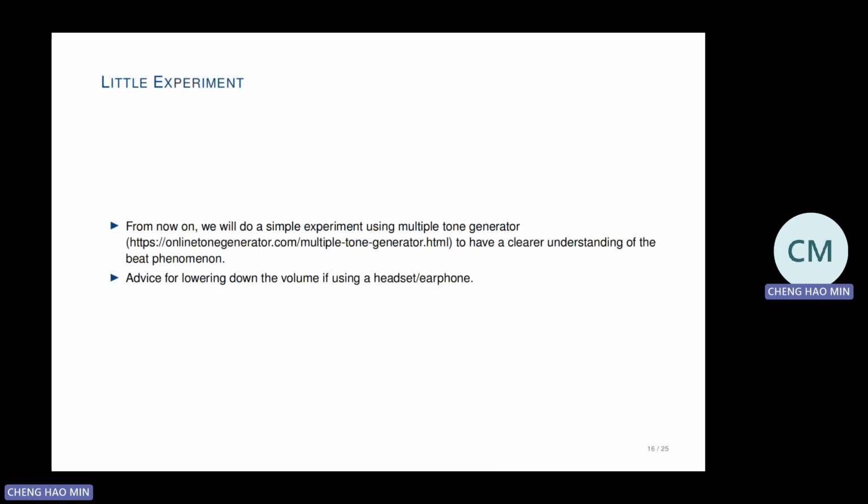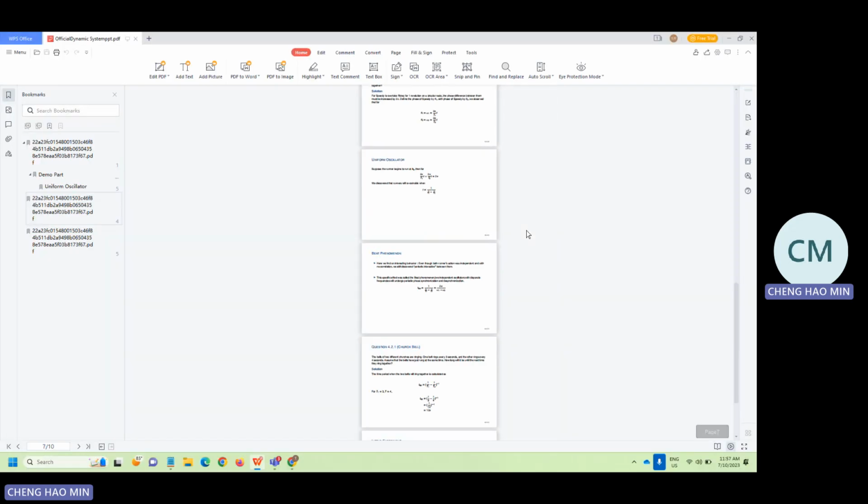After discussing for a long time during the whole presentation, please allow me to do a little experiment to get a better understanding of the beat phenomenon using a multiple tone generator. I'm sorry, but the volume may make others a little uncomfortable, so I advise you to lower your volume.